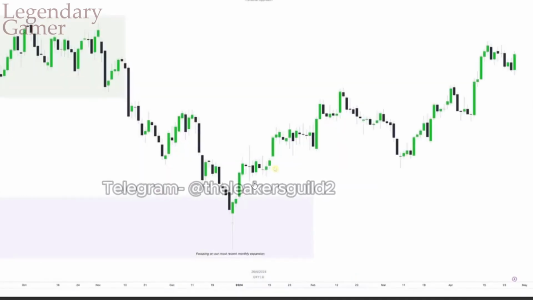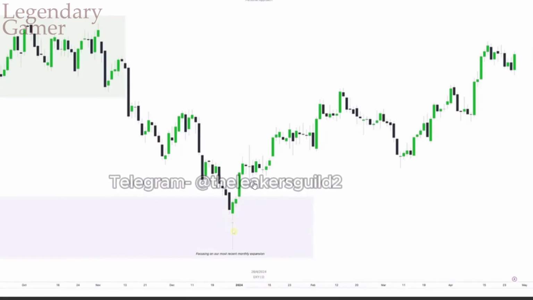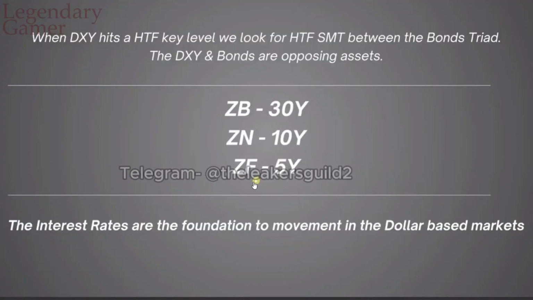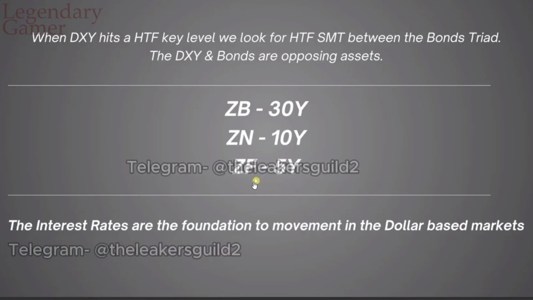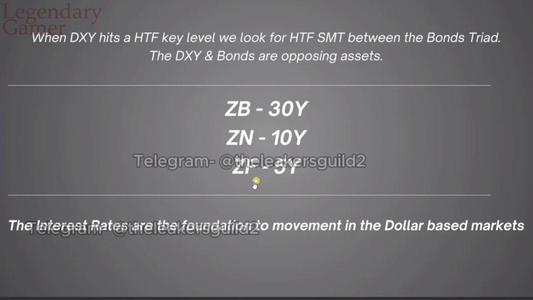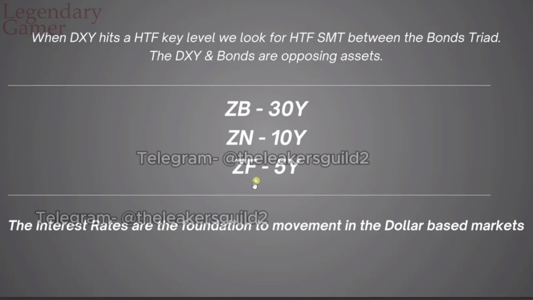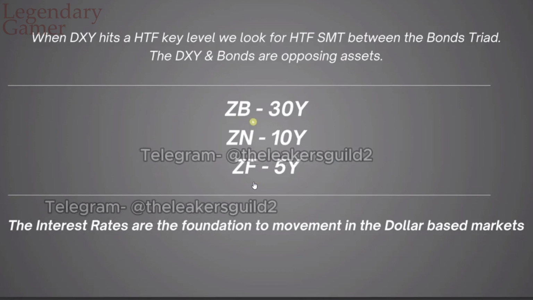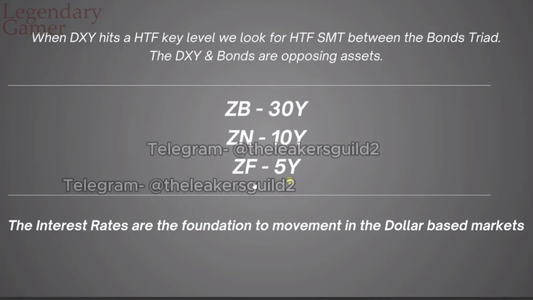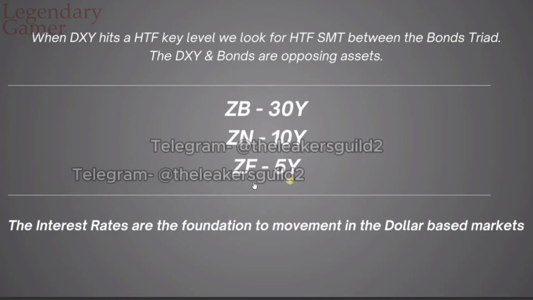Let's go to the next slide. We've got a daily time frame over here. So we're focusing on this most recent monthly expansion, right? So what are we gonna do once we hit a higher time frame key level? We are actually gonna be using the bonds triad. So when DXY hits a higher time frame key level, we're going to be looking for that higher time frame SMT between the bonds triad. The DXY and bonds are opposing assets, so I've got the symbols over here for the 30-year, 10-year and the 5-year bonds, and interest rates are the foundation to movement in the dollar-based markets.